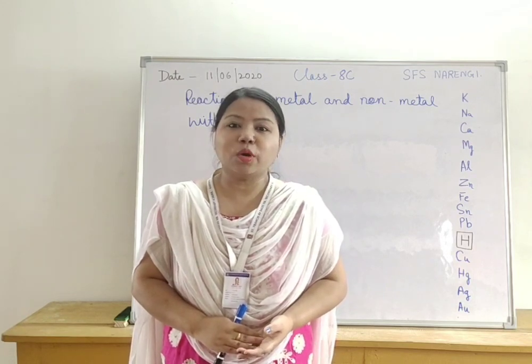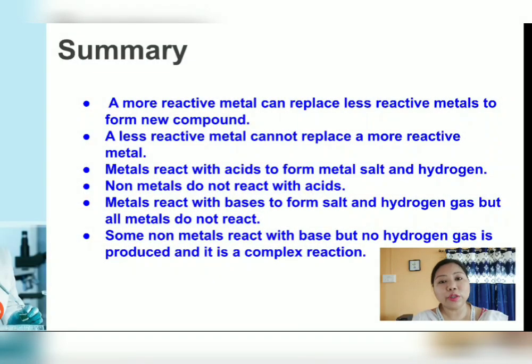Now let us summarize what we have learned. In today's class we have learned that a more reactive metal can replace a less reactive metal to form a new compound. A less reactive metal cannot replace a more reactive metal. Metals react with acid to form metal salt and hydrogen. Non-metals do not react with acid. Metals react with bases to form salt and hydrogen gas, but not all metals react. Some non-metals react with base, but no hydrogen gas is produced and it is a complex reaction.